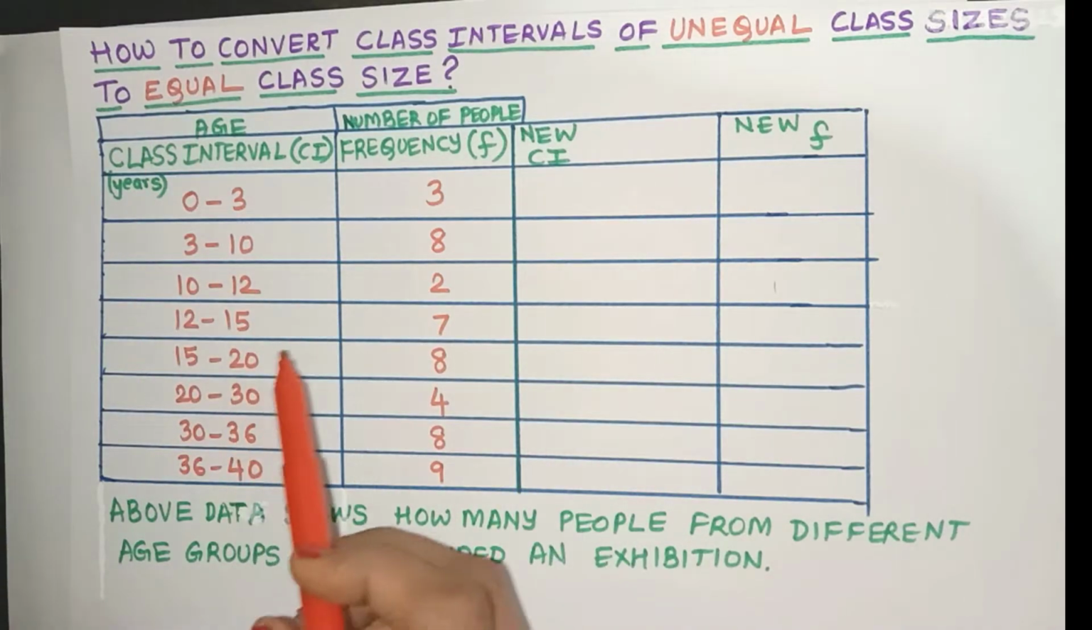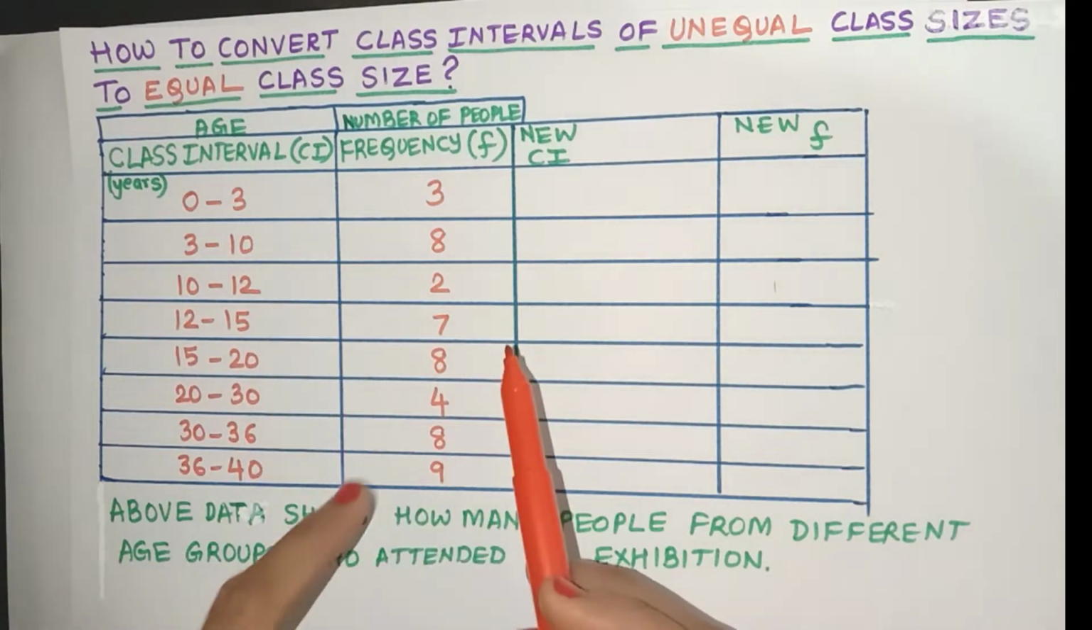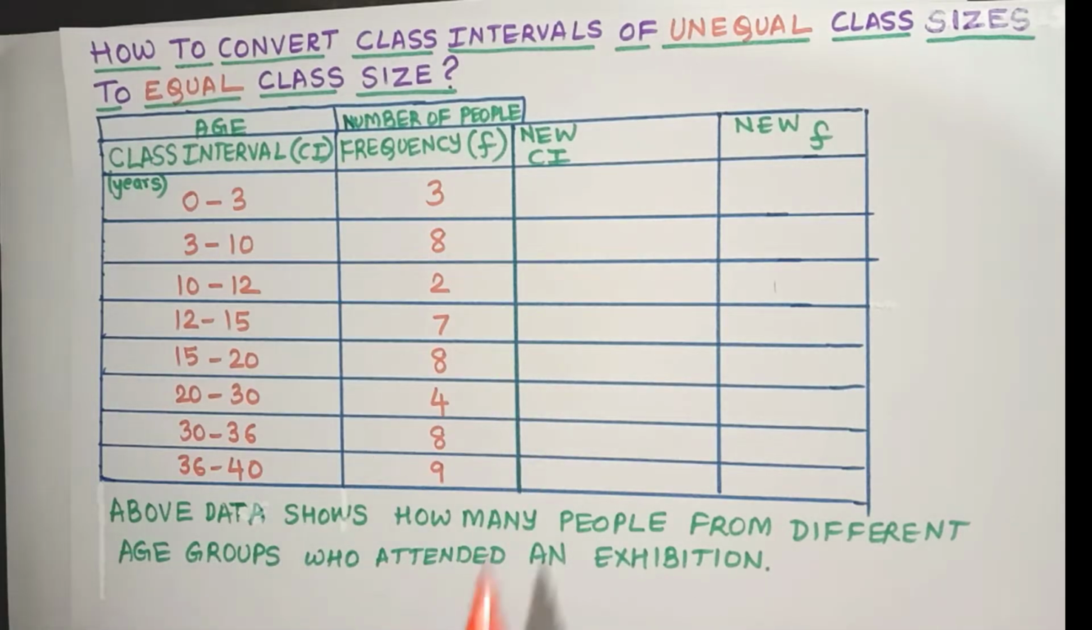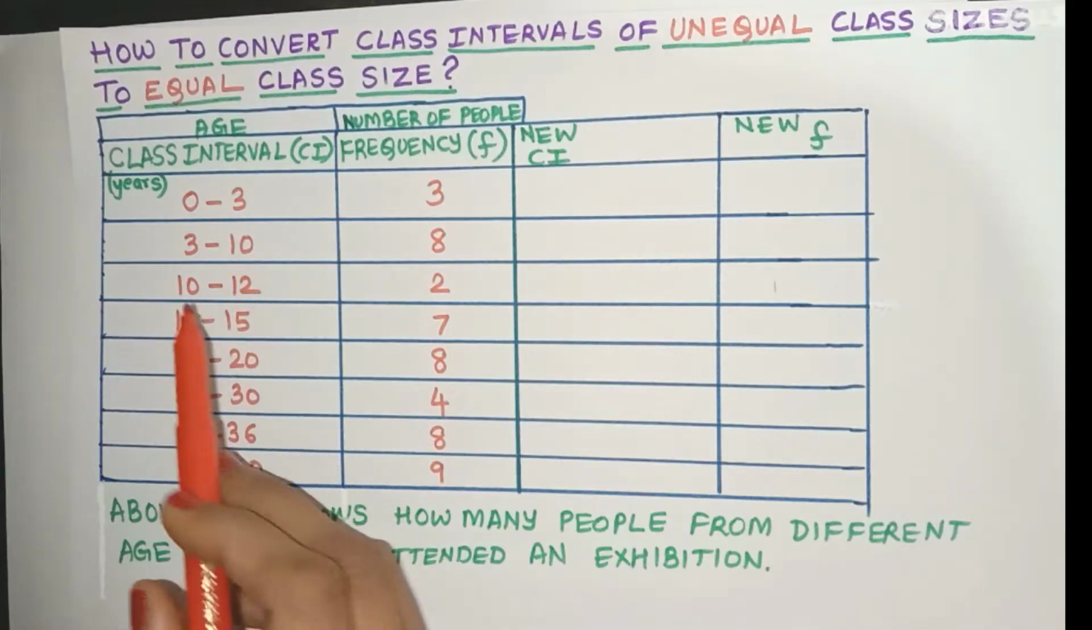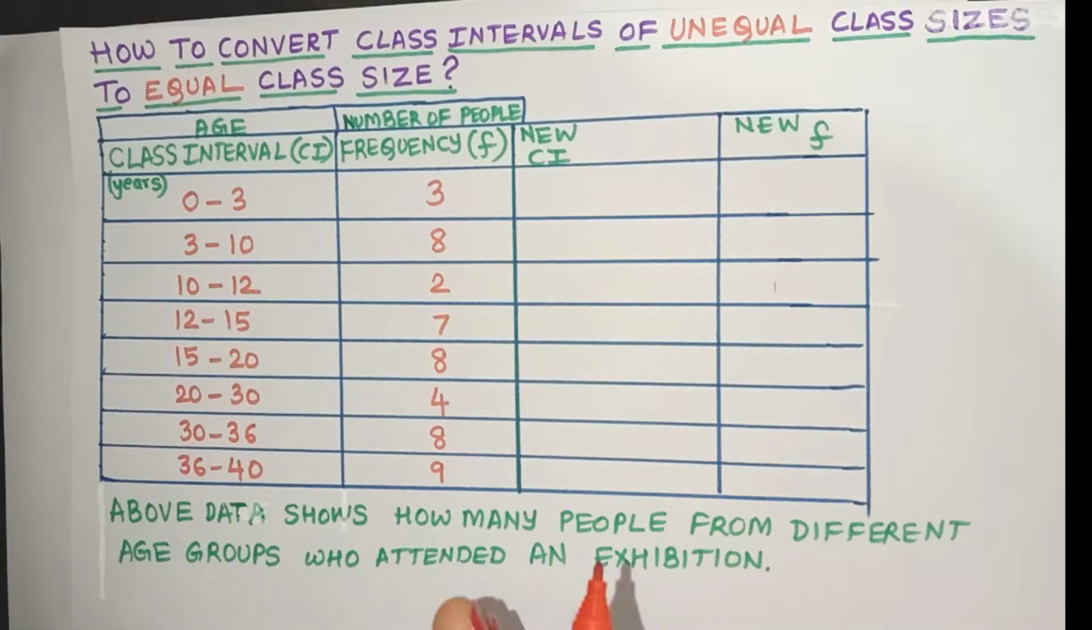So in this example, here is the class interval column. This is the frequency column. Now shall we see the class intervals? Yes, they are 0 to 3, 3 to 10, 10 to 12, 12 to 15 and so on.